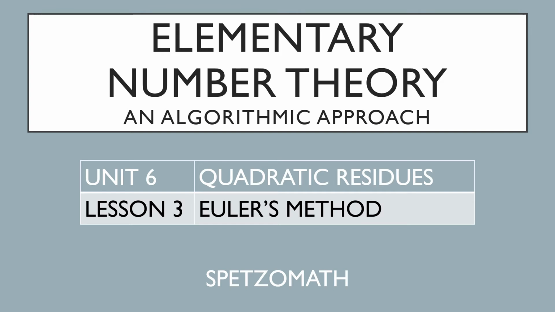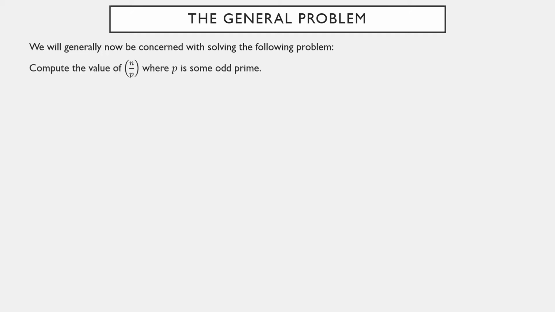We've defined Legendre symbols, which is a way to represent what numbers are or are not quadratic residues modulo p, and now we're going to learn our first approach to actually compute them. So here's the general problem. We just want to solve the following question. Compute the value of the Legendre symbol n over p, where p is an odd prime.